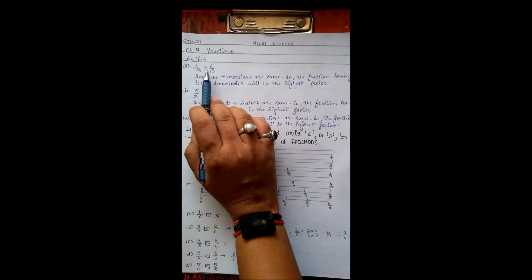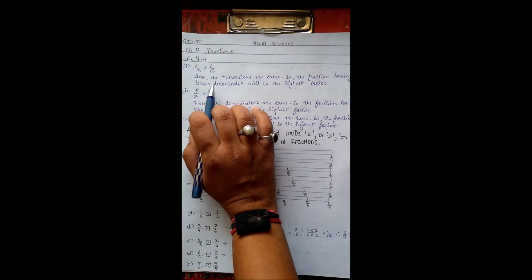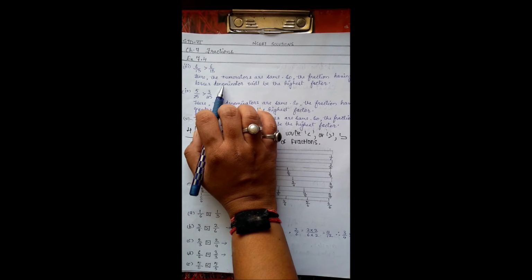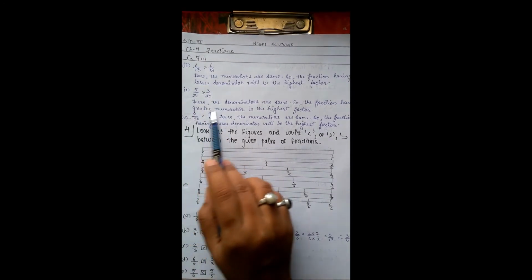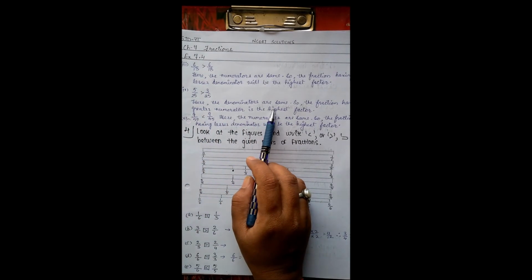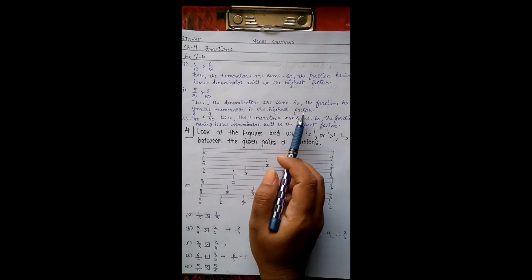Moving to the next. 6 by 13 and 6 by 18. Here the numerators are same. So the fraction having the lesser denominator will be the greater. Then 5 by 25 and 3 by 25. The denominators are same. So the fraction having greater numerator is the greater.